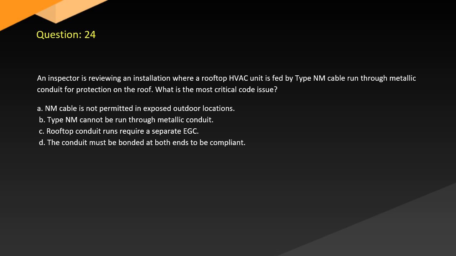Question 24. An inspector is reviewing an installation where a rooftop HVAC unit is fed by a Type NM cable run through metallic conduit for protection on the roof. What is the most critical code issue? A. NM cable is not permitted in exposed outdoor locations. B. Type NM cannot be run through metallic conduit. C. Rooftop conduit runs require a separate deck. D. The conduit must be bonded at both ends to be compliant.